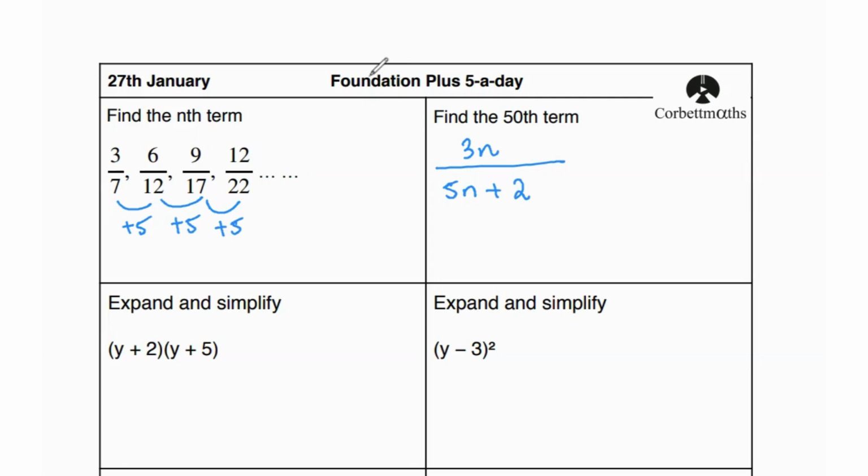So hence 5n. And then if we compare 5n, the first term, that's 5 times 1, which is 5. But the first term in the denominator for the first fraction is 7. So to turn 5 into 7, we have to add 2. Hence 5n plus 2. So T2 for the denominator would be 5 times 2 plus 2, which is 12, same as what's given over here. So the nth term is 3n over 5n plus 2.